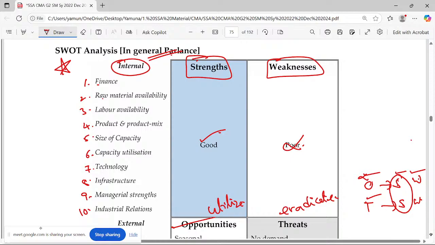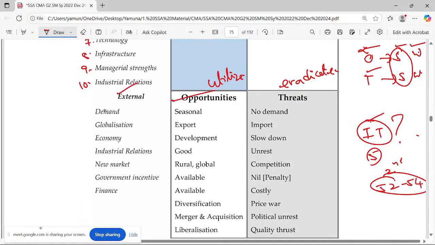If you go for the external, the first one is demand. Check whether it is seasonal. If it's seasonal, it's an opportunity, you can grab that opportunity. See, this Tamil month, Adi, we have this Adi discount. Do you know who brought this term called Adi discount? Actually, if you ask your parents or grandparents, they'll say that in Adi, they will not buy new dress.